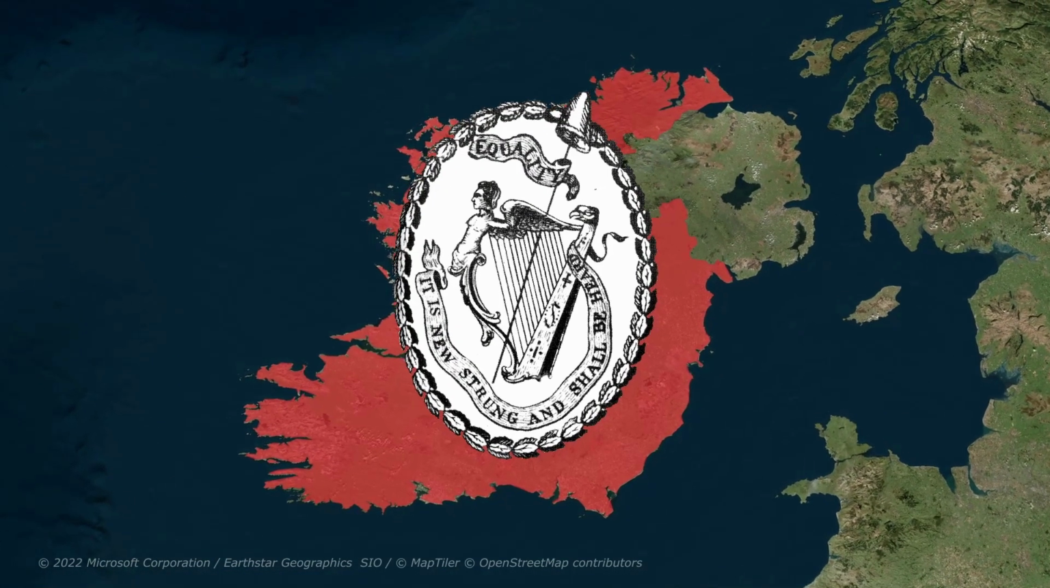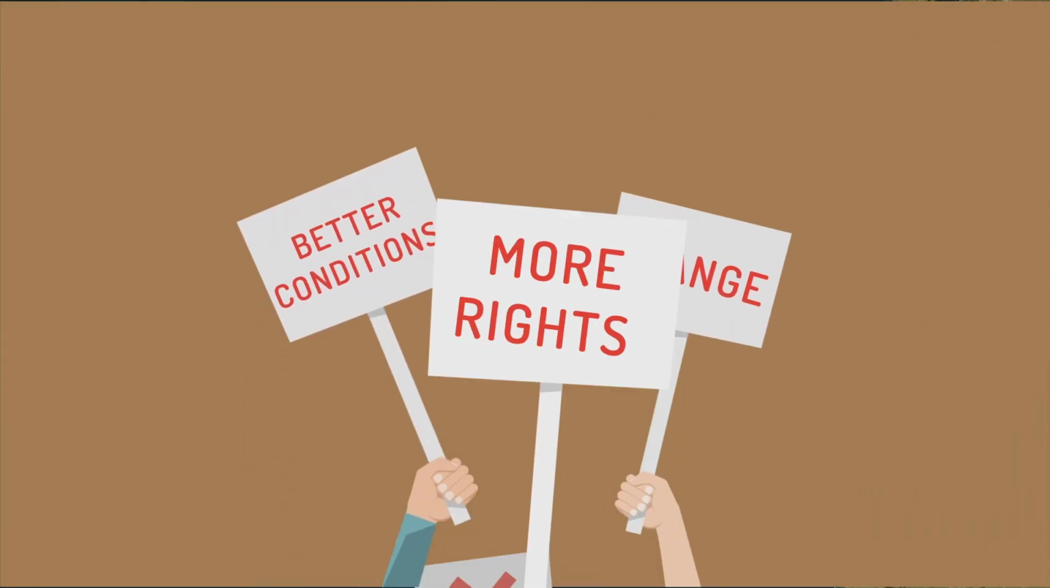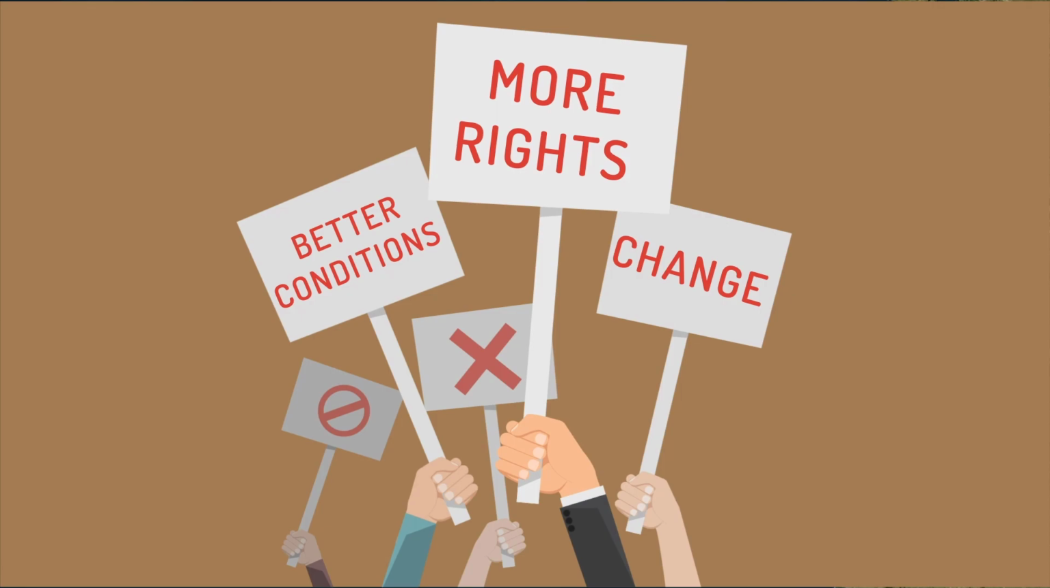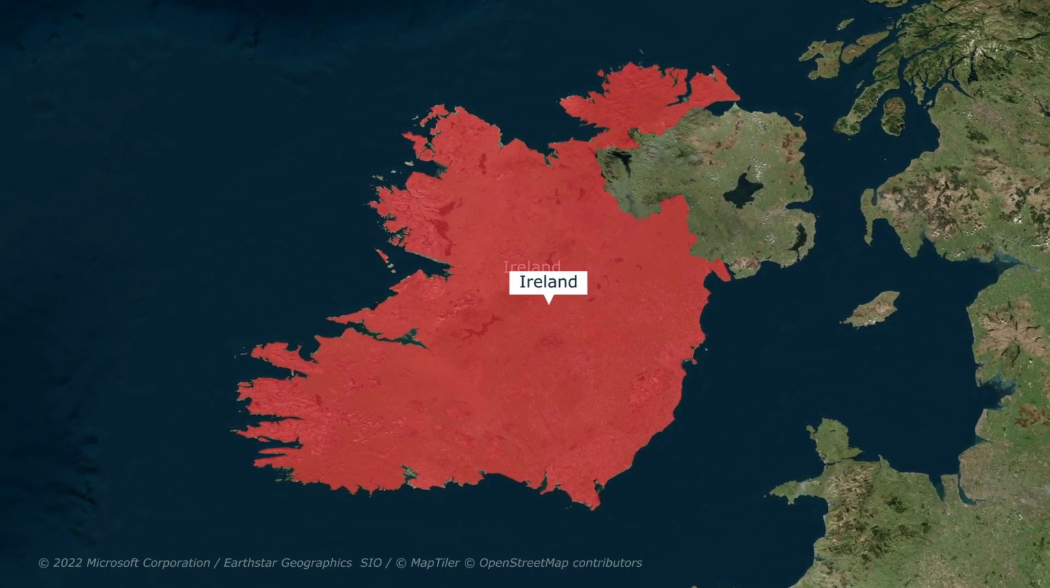The United Irishmen were formed in 1791, a group of revolutionaries determined to bring about change. They wanted more rights and better conditions for people living on the land. Ultimately, the United Irishmen were hell-bent on creating a separate republic in Ireland. It seemed to be only a matter of time.